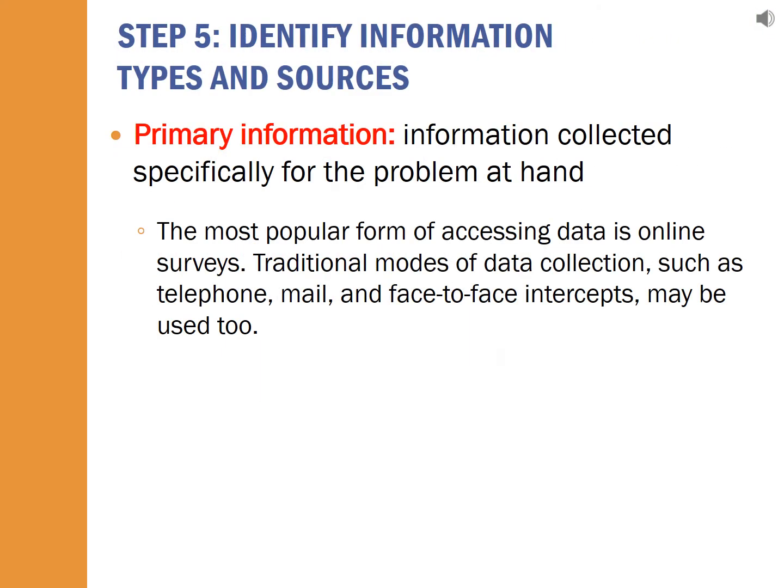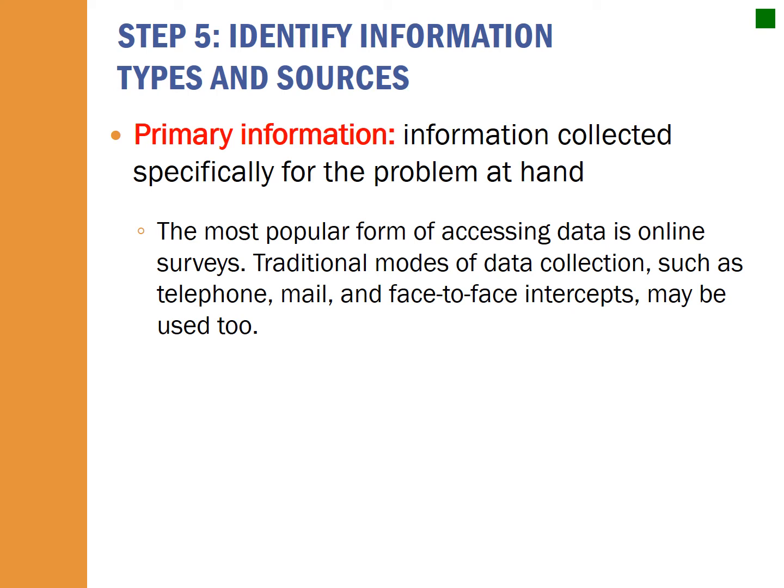All right, step number five then, identify information sources and different types of information. So this is a big area, actually. We want to think long and hard about where our information will come from, and in a general sense, what the information will be. So primary information is information that is collected specifically for the process or for the project at hand.